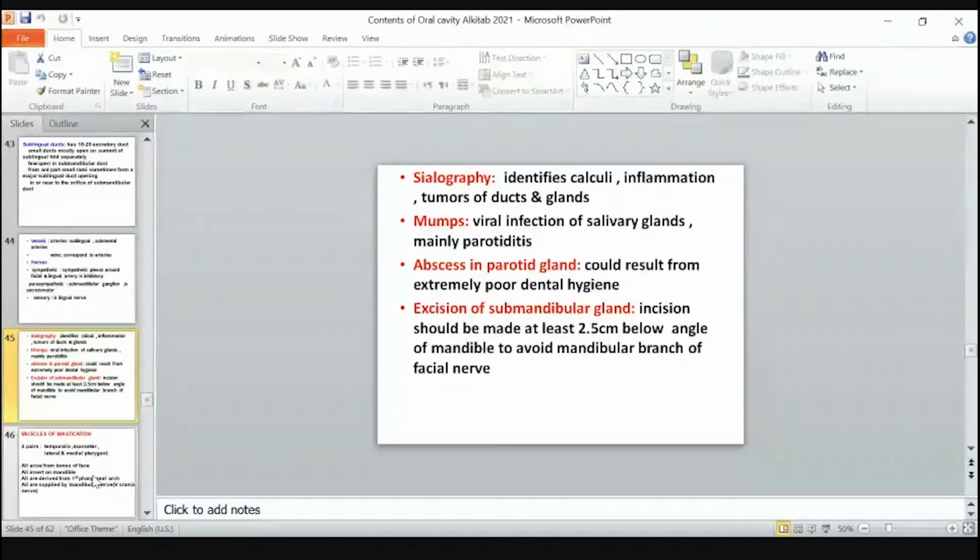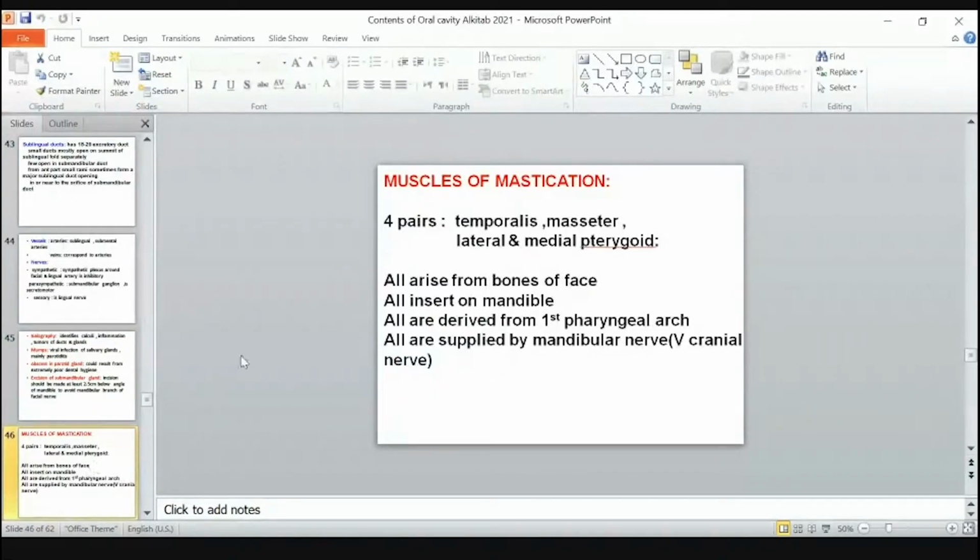Now you will study the muscles of mastication, since these are related to the oral cavity, and they are responsible for movement of the mandible. If you remember from last year, we have studied the mandible, that the ramus of the mandible receives all muscles of mastication. Now, muscles of mastication are four pairs of muscles. These are temporalis, masseter, lateral and medial pterygoids.